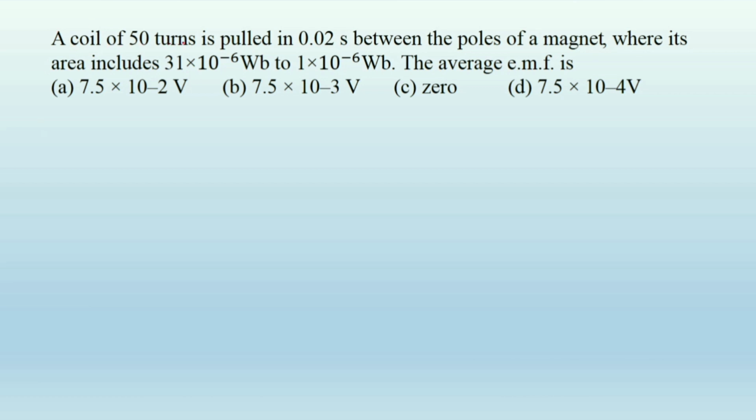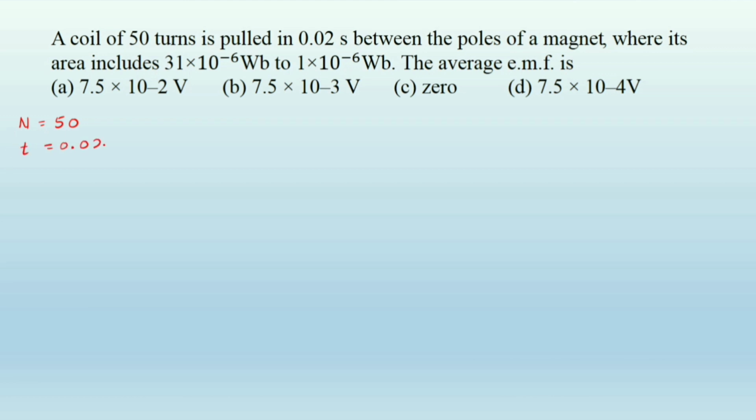A coil of 50 turns is pulled in 0.02 second between the poles of a magnet, where its area includes 31 into 10 raised to minus 6 Weber to 1 into 10 raised to minus 6 Weber. The average EMF is, so we have to calculate average EMF. So first, number of turns is given. Let us write N equal to 50 and it is pulled in 0.02 second.